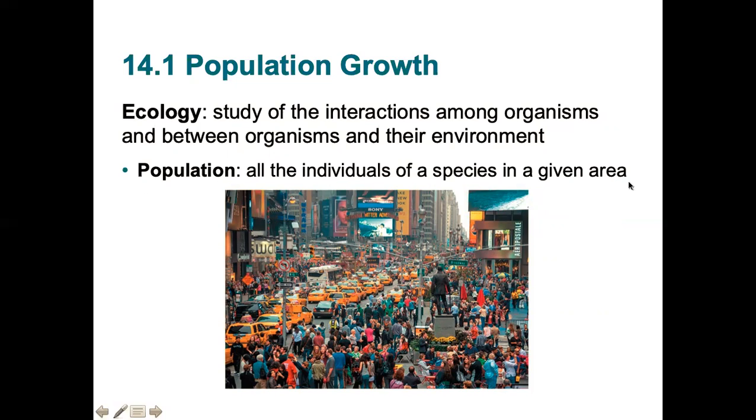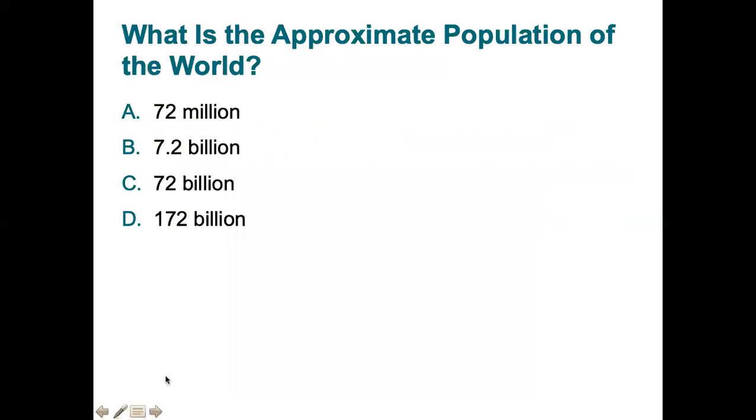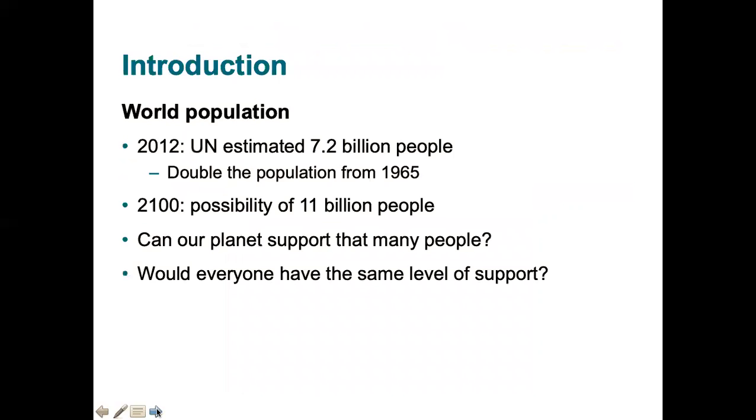Now, populations are all the individuals of a species in that given area. And in this case, we're talking global. So we're talking all the humans on the planet. And speaking of, do you know what the approximate population of humans on the planet is? 7.2 billion, according to this book from 2016, I think it was. And this estimate is from 2012.